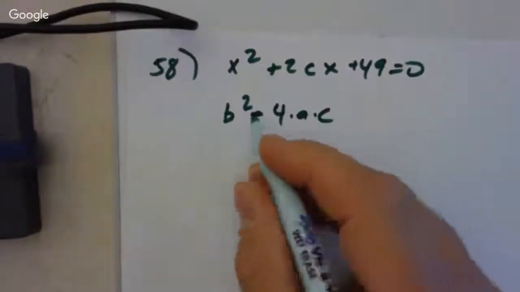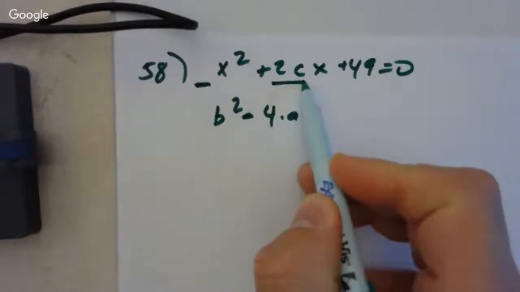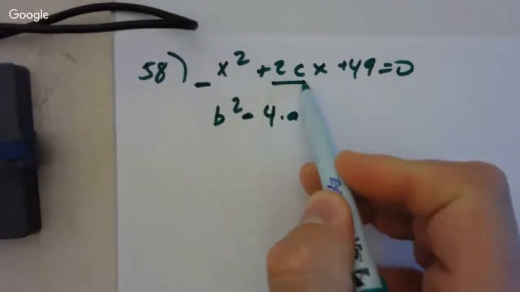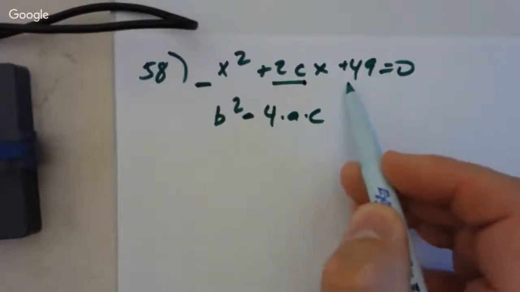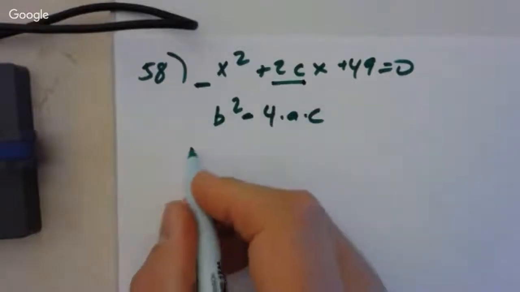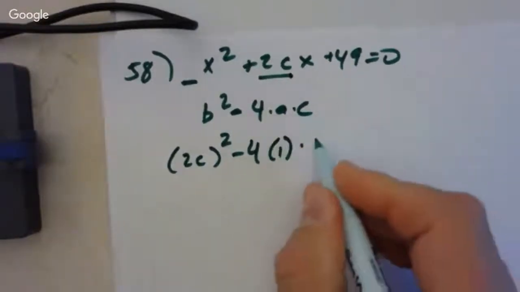What's A equal to? A is 1. What's B equal to? 2C, which is kind of weird because there's a variable there, but can you still just replace B with that? Yeah, you can. And then what's C equal to? 49. Okay, so just plug those in. So B squared, so 2C squared minus 4 times 1 times 49.